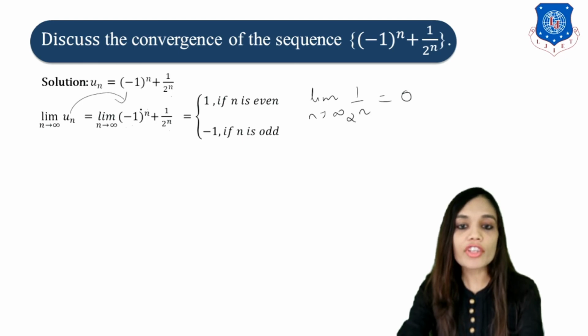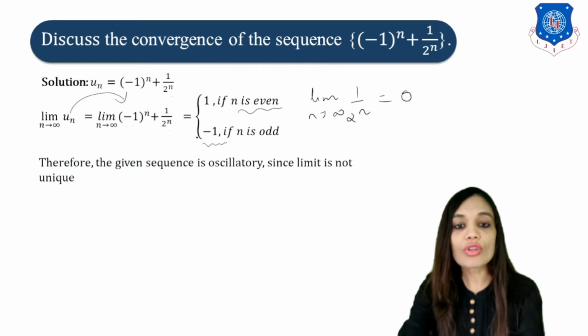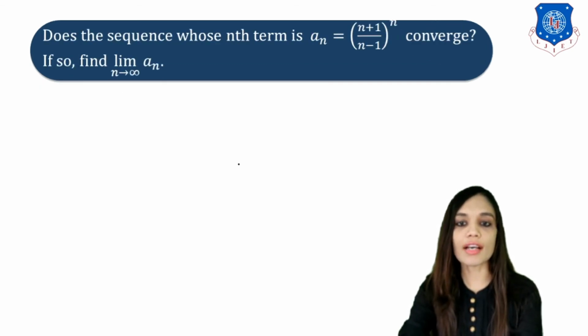But whenever we put even value of n, you will get answer as 1. And whenever you put odd values, that is 1, 3, 5, 7, you will get answer of limit as -1. Therefore, we can say that the limit is not unique. Hence, the given sequence is oscillatory. Okay.